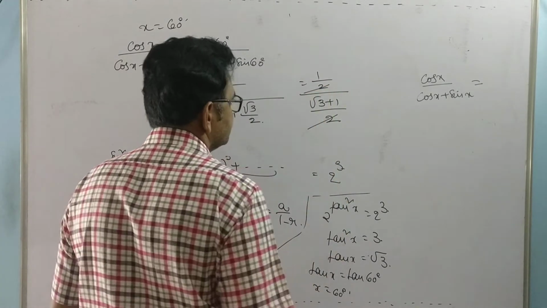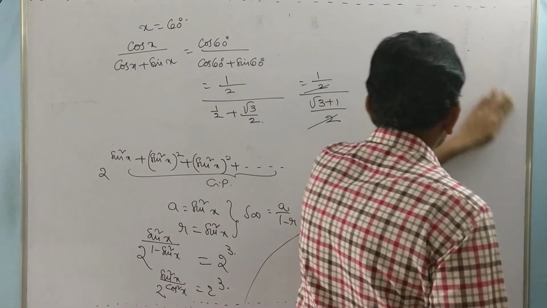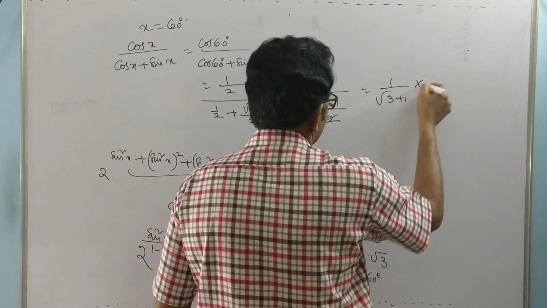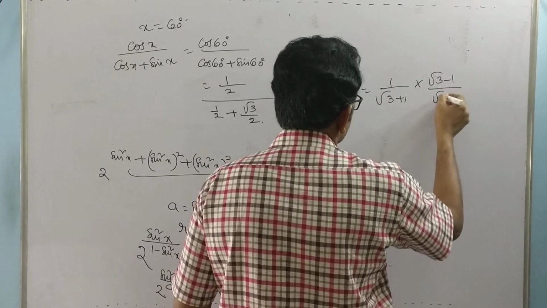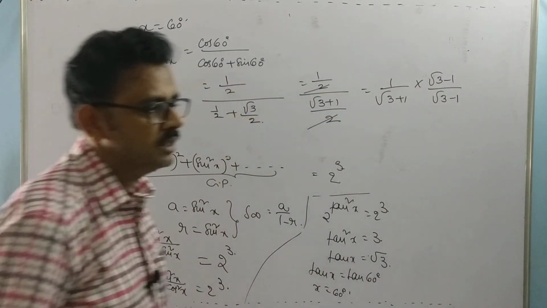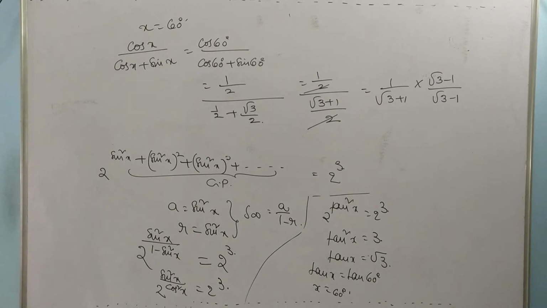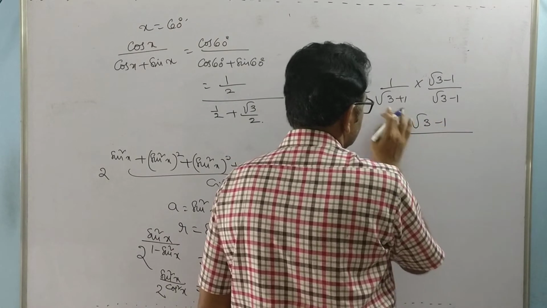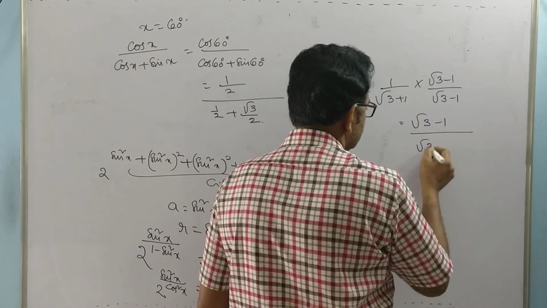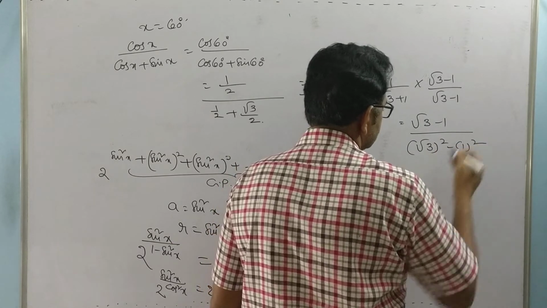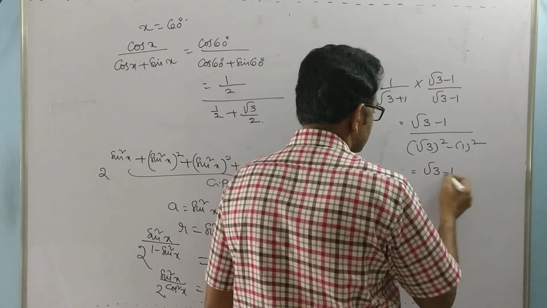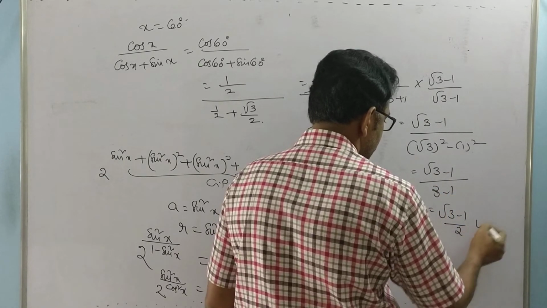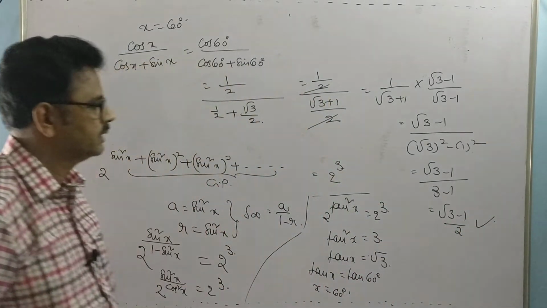So 2 gets cancelled. That is equal to 1 by root 3 plus 1. Rationalize the denominator by multiplying by root 3 minus 1 by root 3 minus 1. So this is equal to root 3 minus 1 by a plus b into a minus b, a square minus b square. That is root 3 minus 1 by 3 minus 1, that is root 3 minus 1 by 2. So I think the first option is the answer.